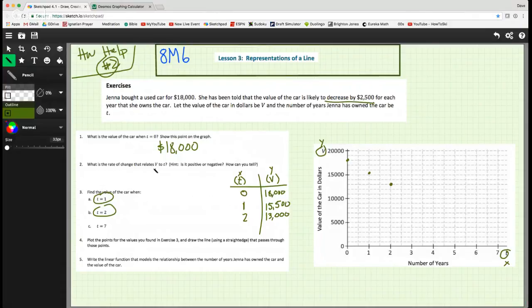So what is the rate of change that V relates to T? Is it positive or negative? Well, you tell me. Is the car going up in value or down in value? Well, it's negative. It's got to be going down in value, because that's what it says. It decreases. It's minus $2,500 per year. What does that look like when this per thing? Yeah, for those of you who said that looks like a rate or a slope, you are right.